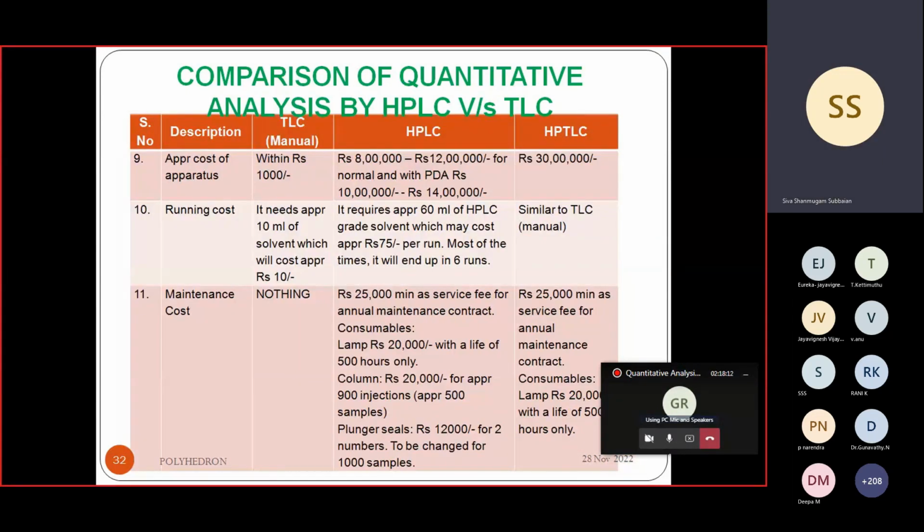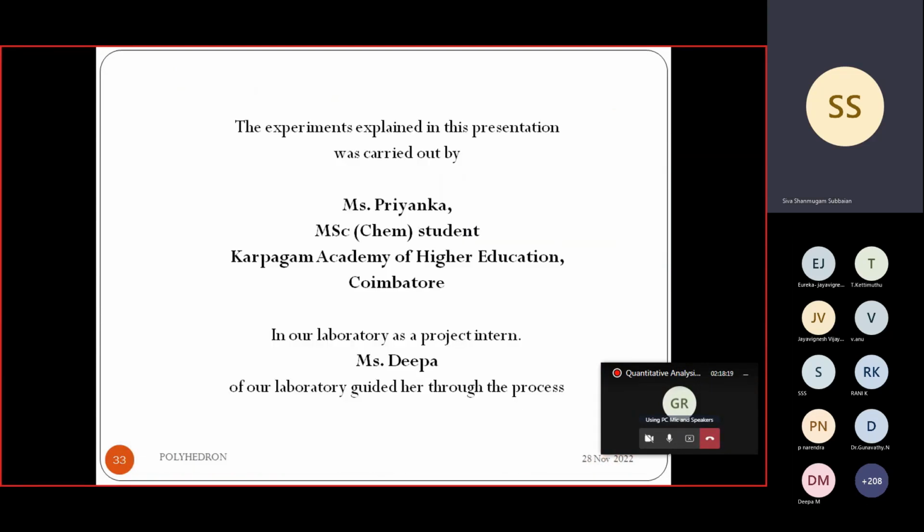With this, I'm concluding. I take this opportunity to thank Ms. Priyanka, who has carried out this work as a part of the project work. She was an MSc Chemistry student from Katpagam Academy of Higher Education, popularly known in our area as Katpagam University at Coimbatore. She stayed with us for around 3 months, completed this complete analysis, and produced a very beautiful dissertation. She was guided by our R&D executive, Ms. Siva. I thank both of them for completing the study, and I take the liberty to explain this using their work. Thank you, Siva and Priyanka.